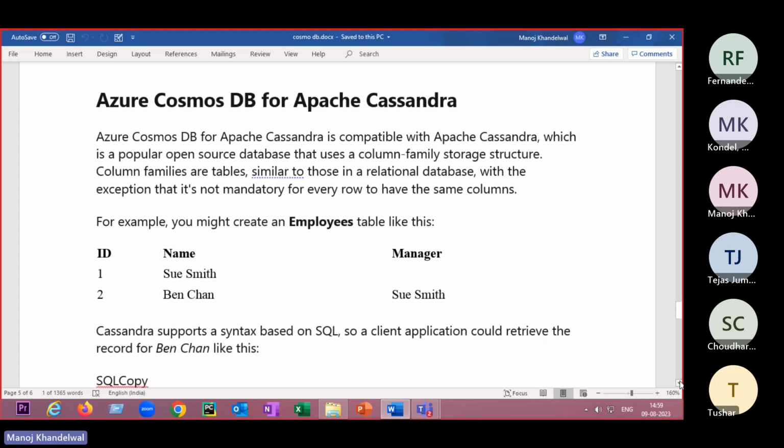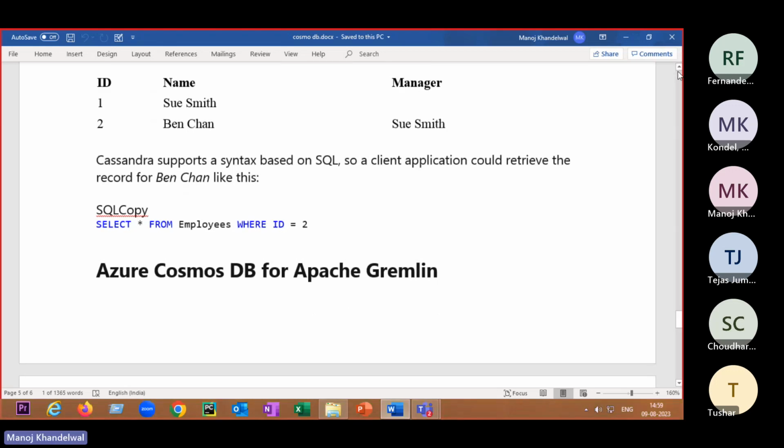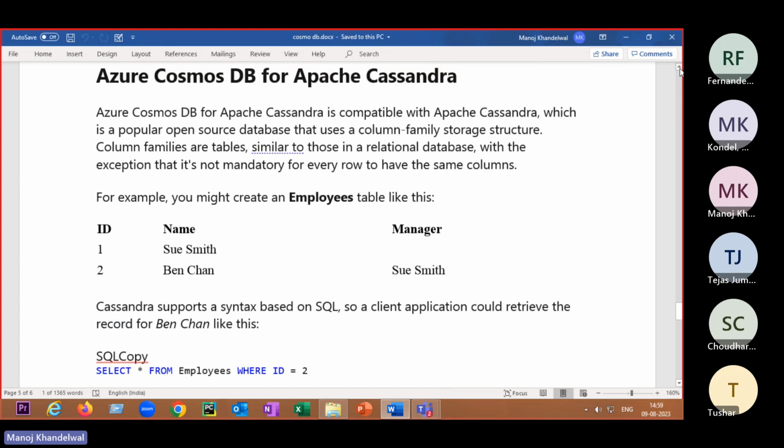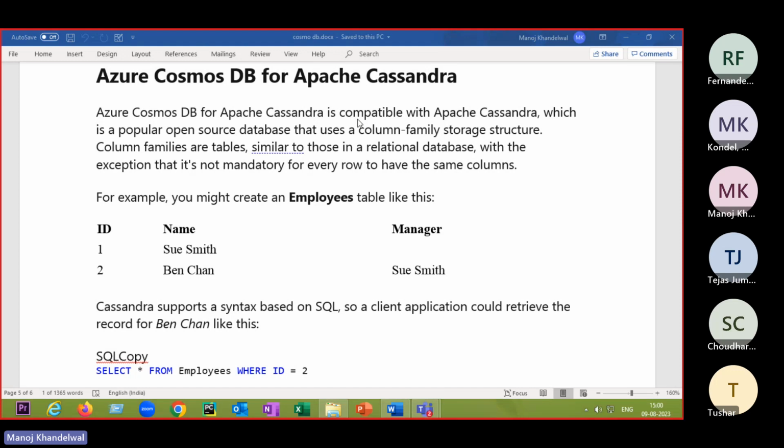Then Azure Cosmos DB for Apache Cassandra. This Cassandra is very popular nowadays, a very hot product. So at least you should know what Cassandra means. Azure Cosmos DB for Apache Cassandra is compatible with Apache Cassandra, which is a popular open source database that uses a column family storage structure.